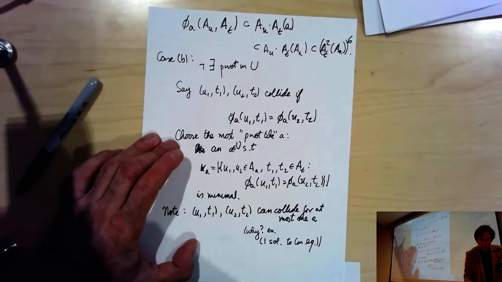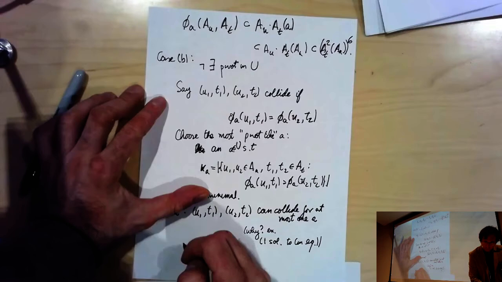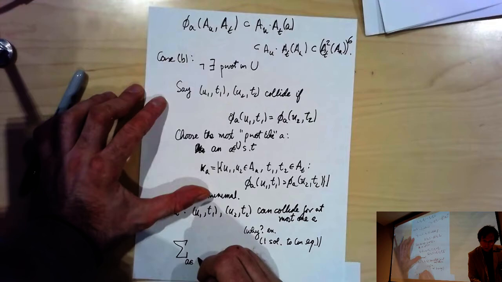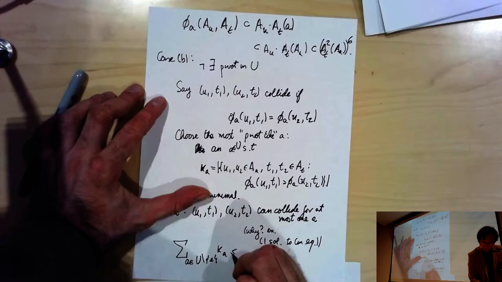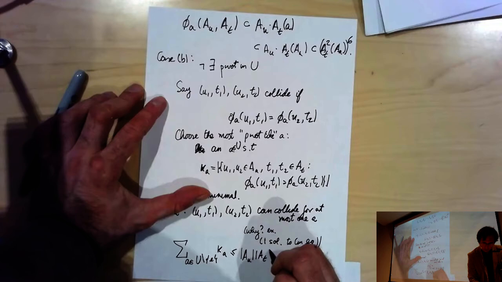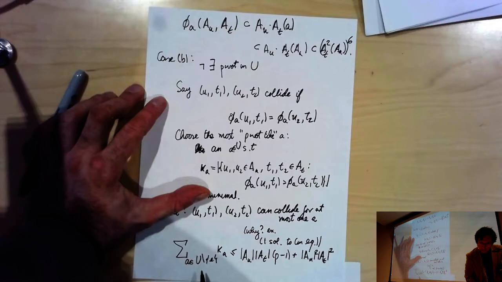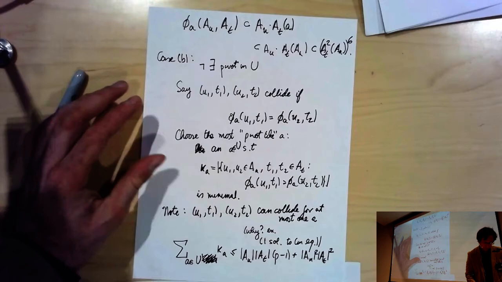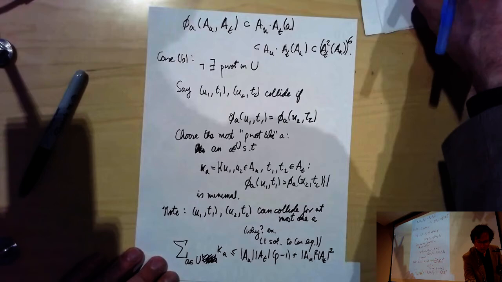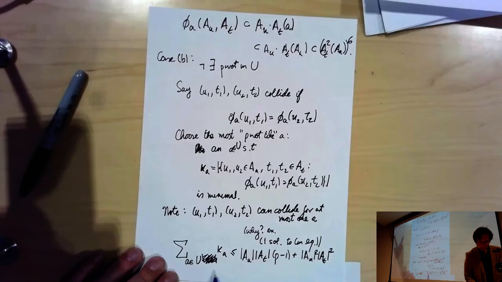And then, what can we say then? Then the total number of collisions, for U, KA, is at most AU, AT, P minus 1 plus AU squared, AT squared. This is when I'm actually including epsilon E as well. So this term comes from the value of A equals identity. And for all the A's that are not the identity, for each of those P minus 1 possible values of A, I have at most AU, AT contributions to KA.